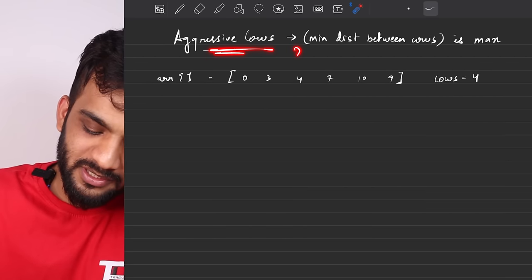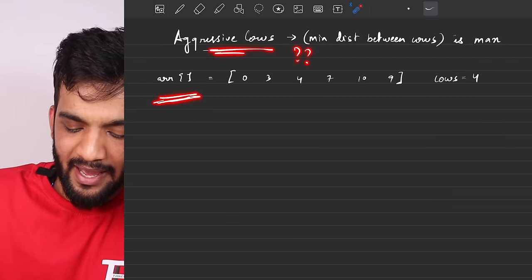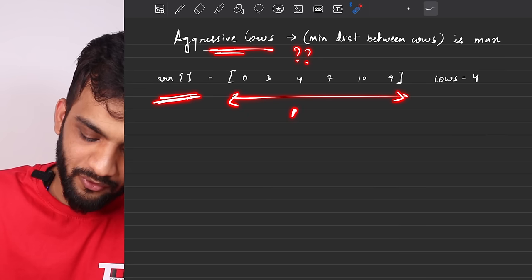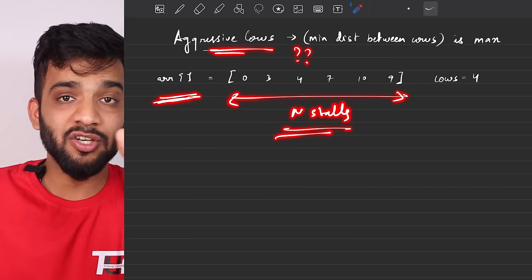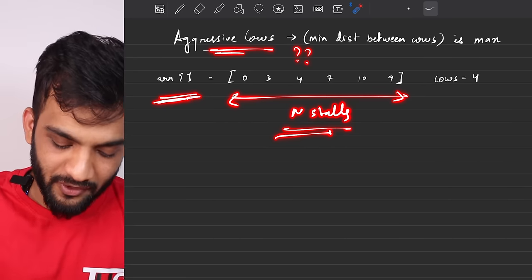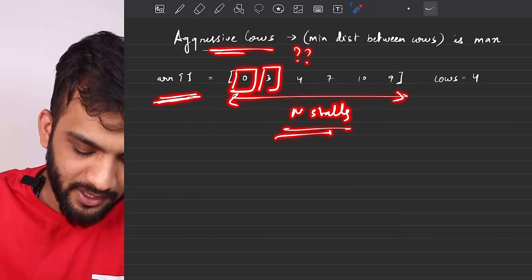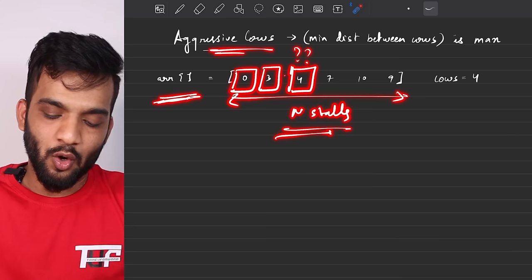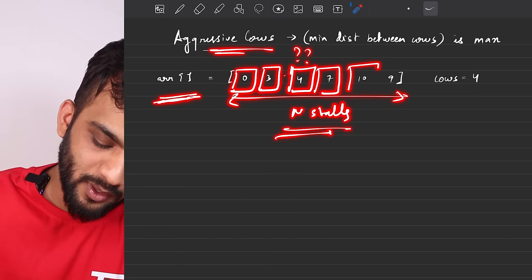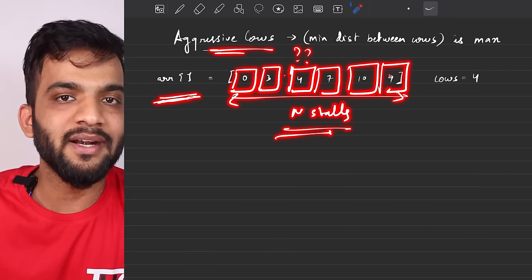So what does the problem state? It states that you'll be given an array which consists of n stalls. Each of the stall coordinates is given to you. The first stall is at coordinate 0, the next one at coordinate 3, the next at 4, the next at 7, the next at 10, and the next at 9.